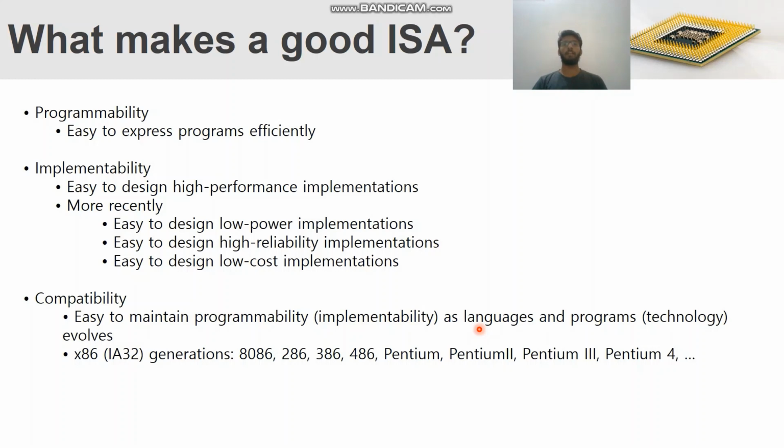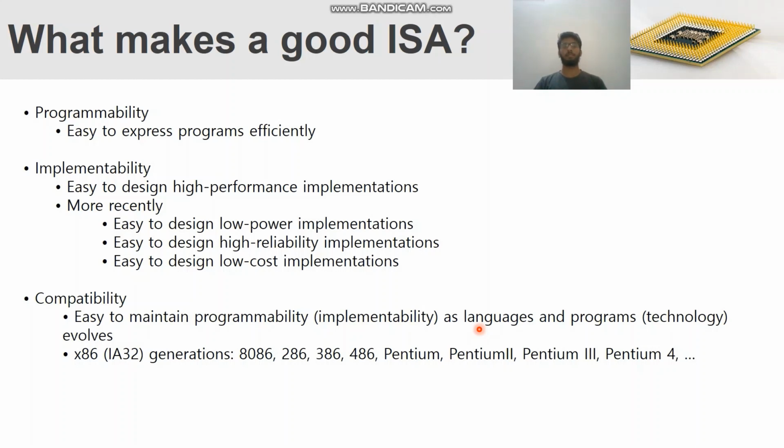Before discussing in detail the design aspects of the instruction set architecture, we must discuss what makes an ISA a good ISA. The basic three criteria for defining a good ISA are programmability, which is that it should be easier to express a program efficiently using a given instruction set architecture. Next is implementability, which is that it should be easy to design high performance implementations. And more recently, we have placed more focus on low power implementation, high reliability implementation, and low cost implementation using a given instruction set architecture.